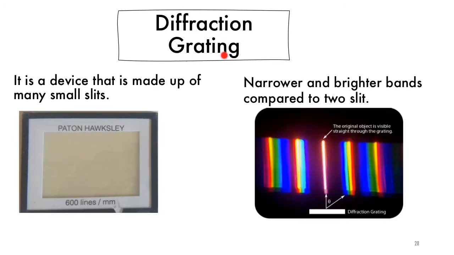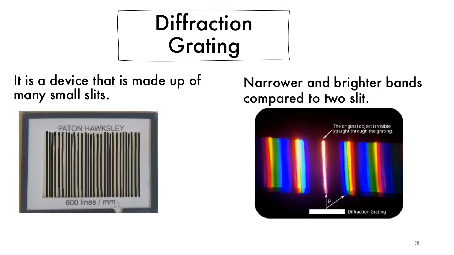Diffraction grating. It is a device that is made up of many small slits. Here in the diagram, we can see a diffraction grating which has 600 lines per millimeter. A diffraction grating is usually made of thin glass on which multiple fine lines are scratched with the help of a diamond point. And these fine lines act like slits.